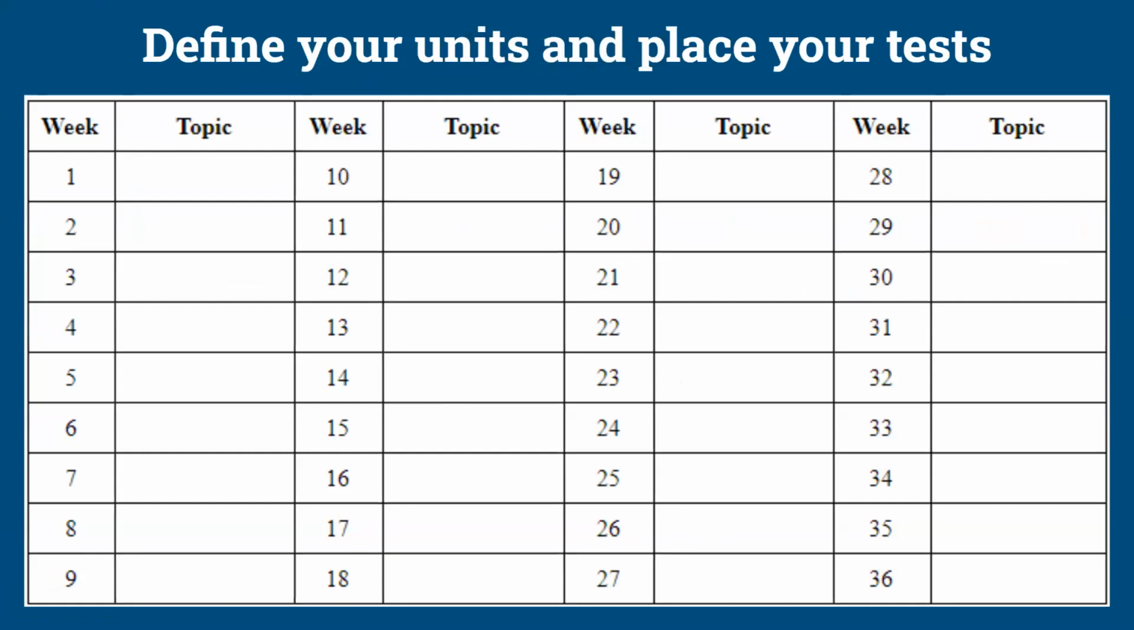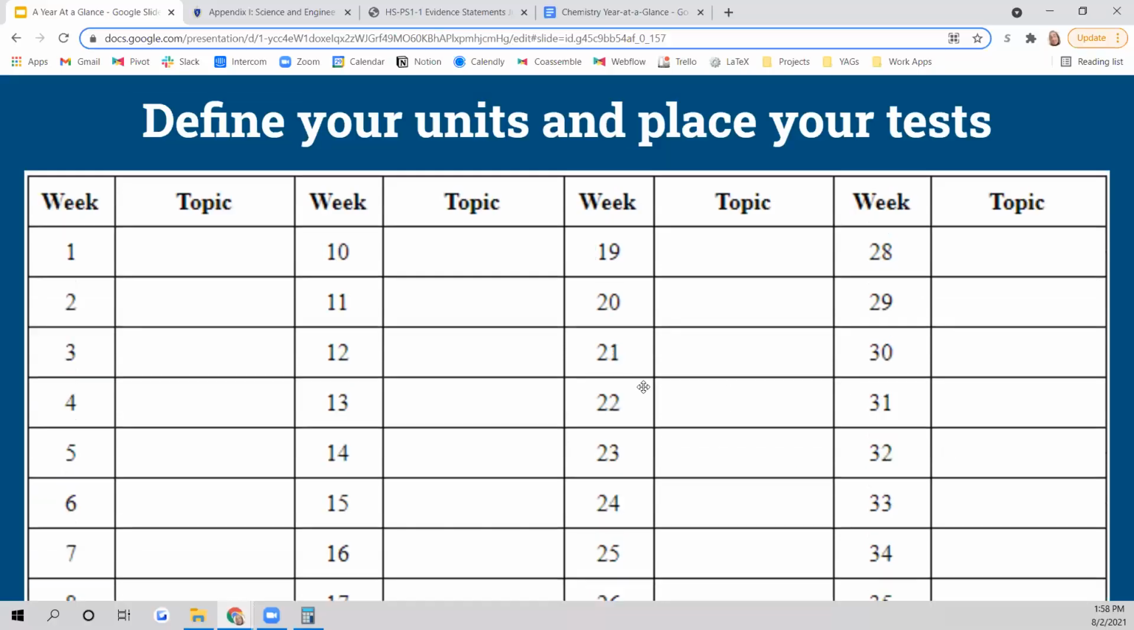sequence. If you teach 4 quarters, have 4 quarters. If you teach 2 trimesters, have 2 trimesters. If you teach 1 semester, 1 semester. However you teach your class, that's how you're going to lay out your weeks. And then just place your units on there.